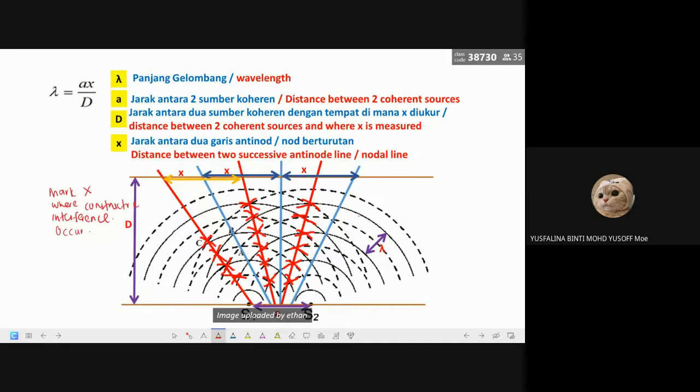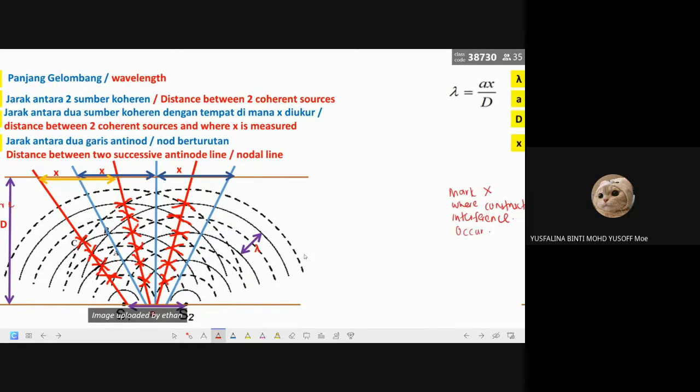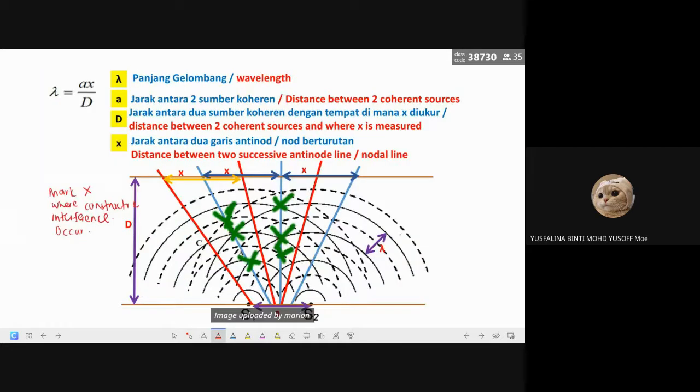Actually, I think Ethan, the ones that you marked are all actually destructive, because it's the crest meeting with the trough. I want constructive, not destructive. So this one is wrong. This one is the crest, this is the crest, and this is the trough. So when they meet each other, they become destructive interference. Okay, very good.